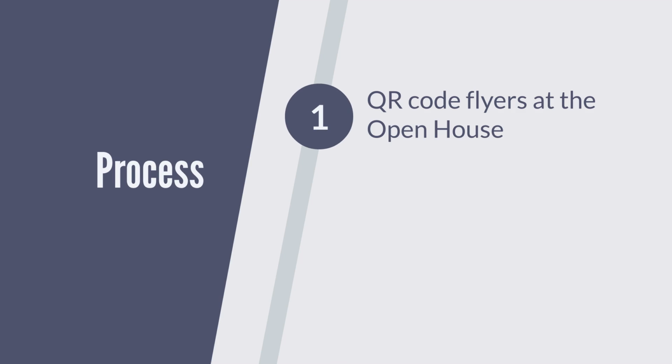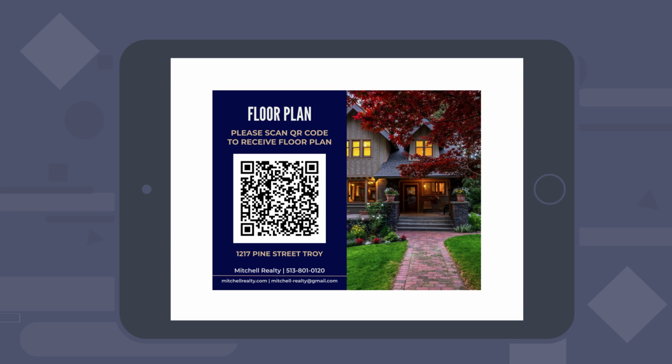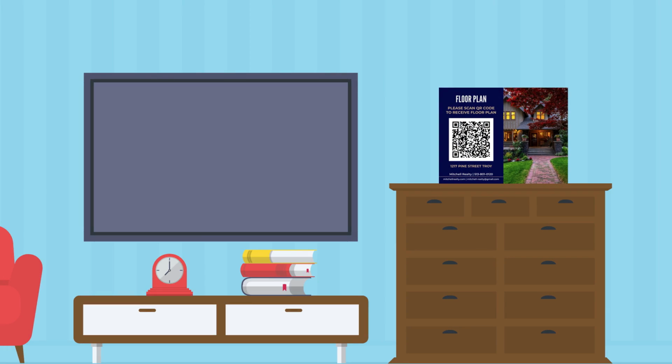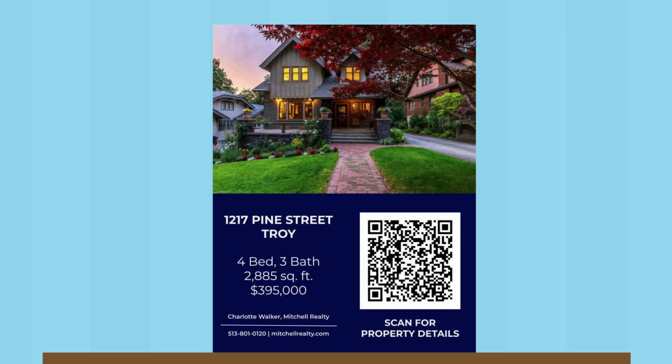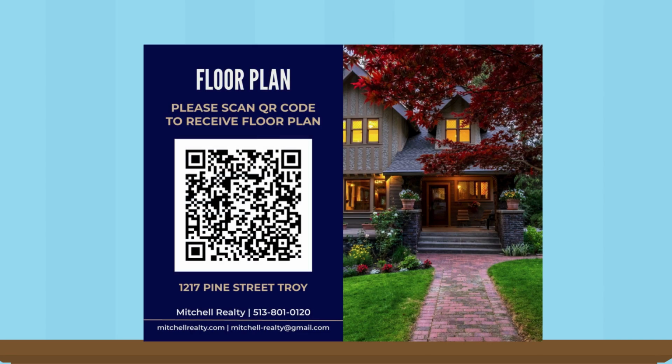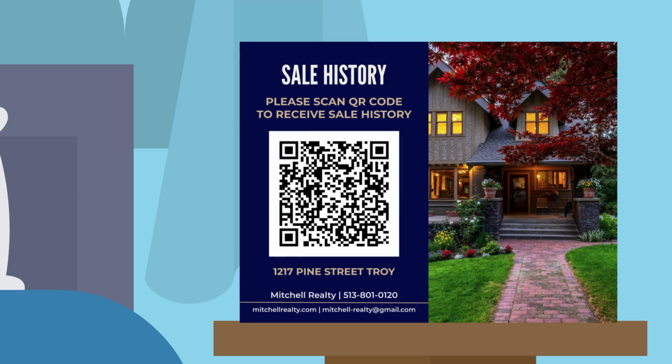To capture more leads, we recommend that you place QR code flyers at the open house and offer information about this property or other relevant information. You can generate QR code flyers with our platform and place them at the entrance, the exit, or around the house. You can direct your visitors to the property details page, or offer to email them a floor plan, comps, the sale history of the house, or other relevant info.